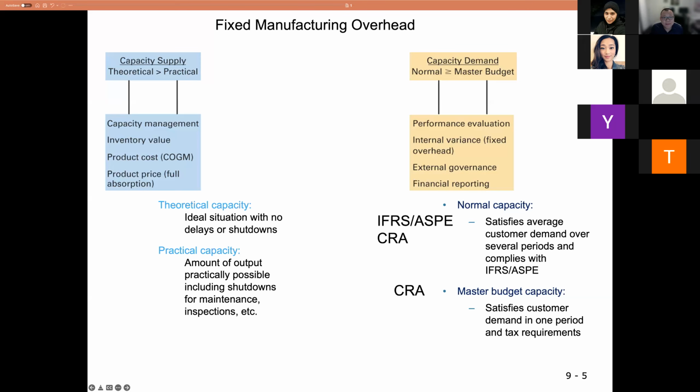The CRA under the normal capacity, it's a mistake. The CRA doesn't accept this for the long term. Yes, the CRA has to be short term.